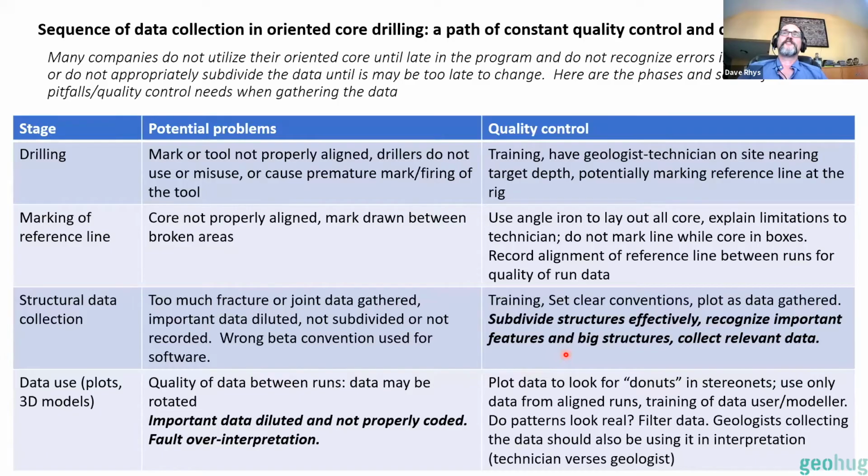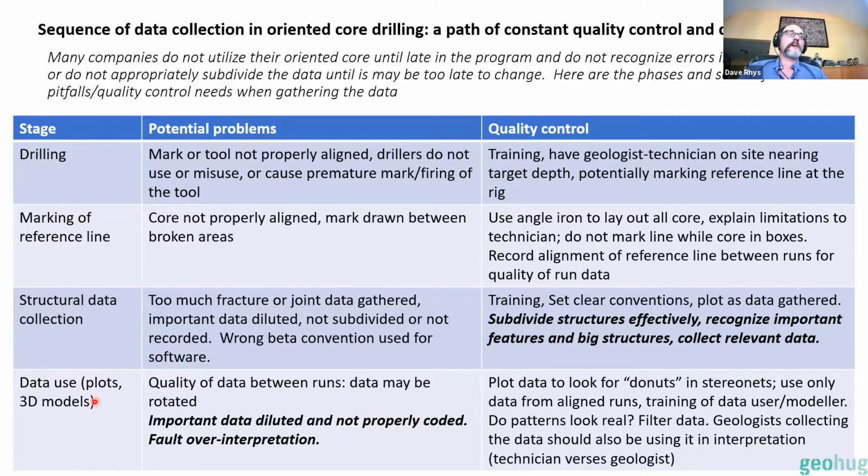core. So really, you need to be setting clear conventions. You have to have proper coding and so forth. You need to recognize big structures versus small structures, really break out things appropriately and relevantly, and don't overmeasure data that really isn't going to help you, because you can, again, not see the forest for the trees. You can end up with that stereo that I showed on the second slide.